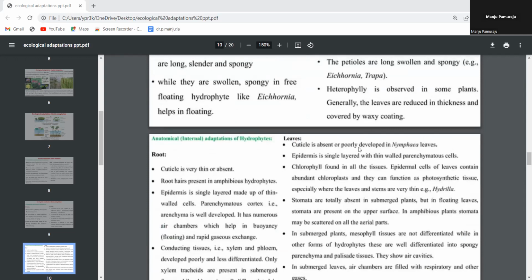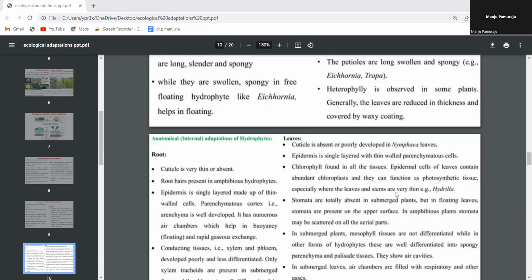Next, leaves. Here the cuticle is absent or poorly developed, as in Nymphaea leaves, and the epidermis is single layered with thin-walled parenchymatous cells. Chlorophyll is found in all the tissues. Generally leaves mainly help in photosynthesis, but here chlorophyll is found in all the tissues. Generally chlorophyll is not present in the epidermis, only in the cortex, but here it is present in all the tissues. The epidermal cells of the leaves also contain abundant chloroplasts and can function as photosynthetic tissue, especially where the leaves and stems are very thin.